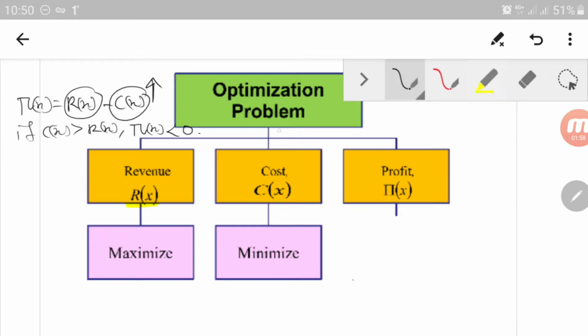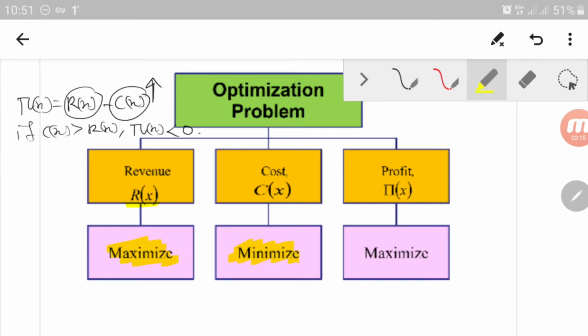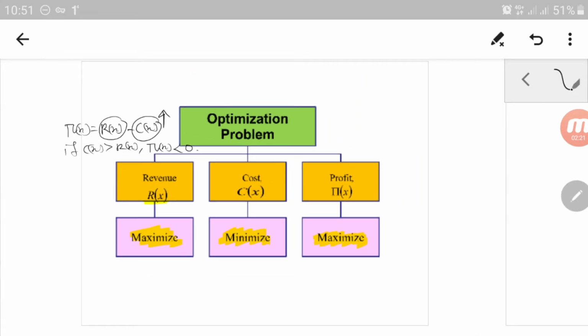That's why if we want to optimize our situation when we are producing something, clearly we have to maximize our revenue and we want to minimize our cost. And if we are dealing with profit, for sure we want to maximize our profit.